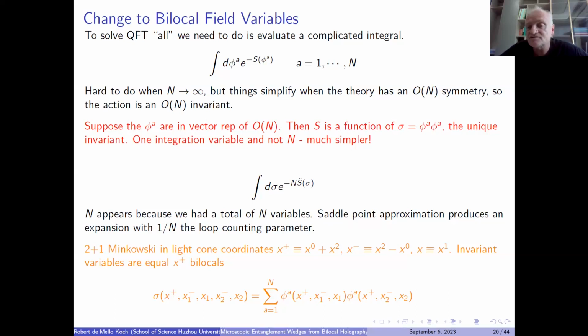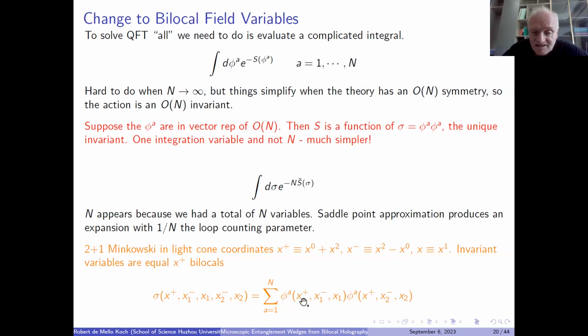So I hope that gives you some insight into why it is that this change of variables generates the 1 over n expansion. We are going to use bilocals. In the CFT, as I said, I'll be using little letters. I'm again going to be using light cone coordinates. So these are my conventions for the light cone coordinates of the CFT. And I'll be using equal x plus bilocals.